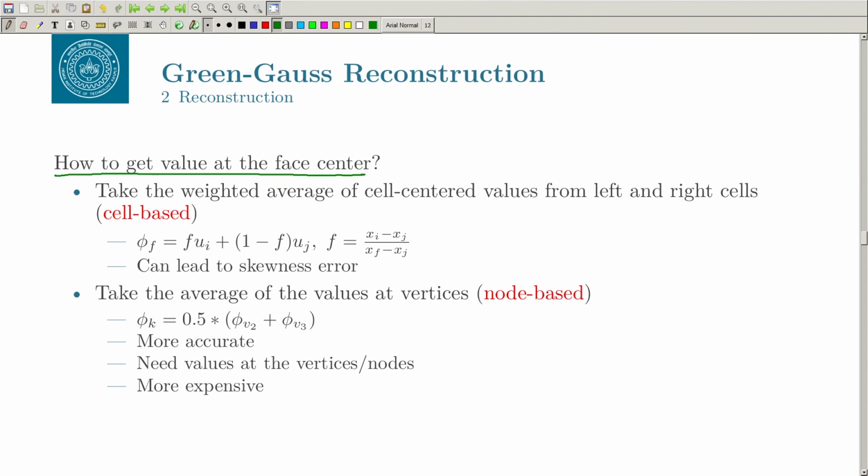There are two approaches, basically one is cell based, and this information you will get in Fluent also, which kind of Green-Gauss you want to use, or in OpenFOAM also. In the next class, we will look at how to get the value at the face center, and also how to calculate the gradient at the face, because as we saw, the viscous flux requires the gradient at the face. So, we will look at both these aspects in the next class.